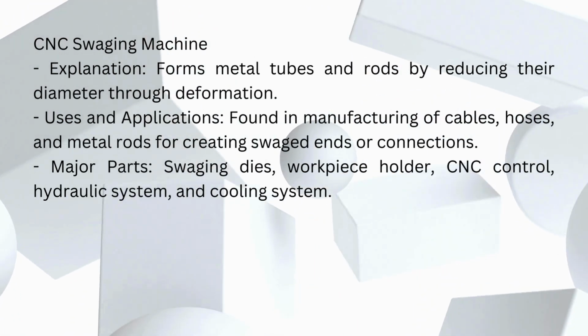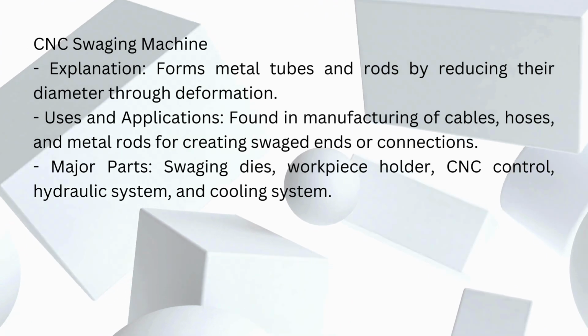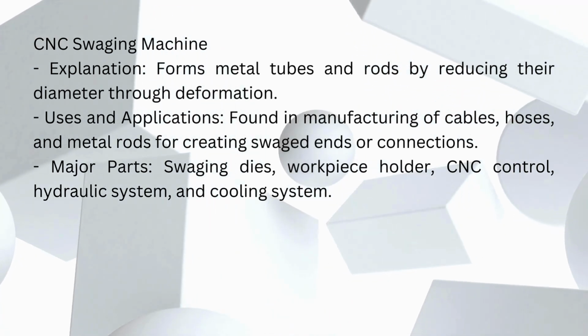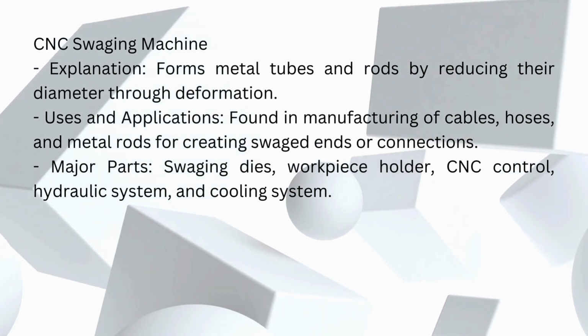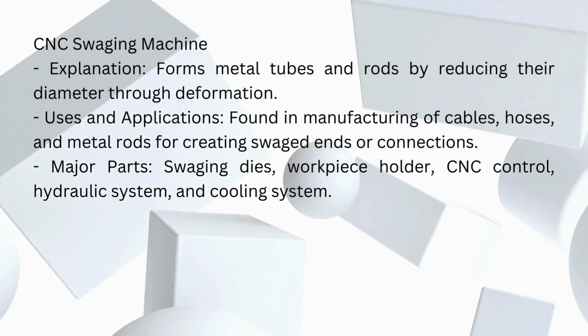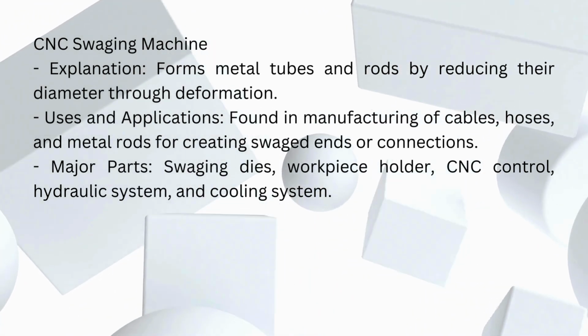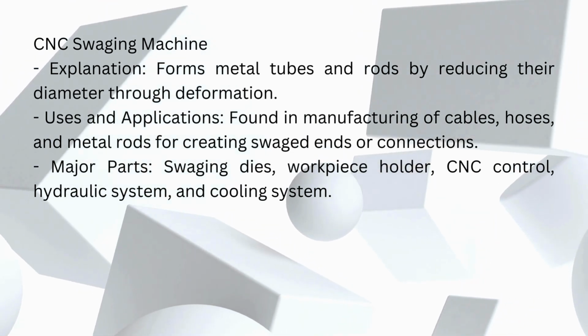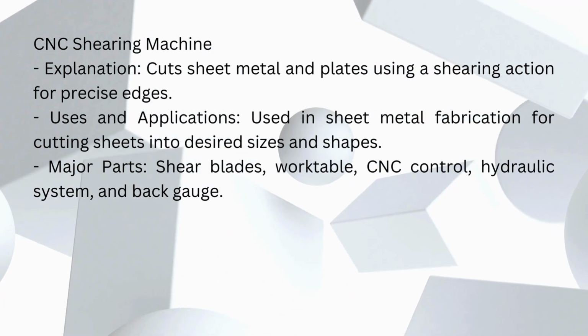CNC swaging machine. Explanation: forms metal tubes and rods by reducing their diameter through deformation. Uses and applications: found in manufacturing of cables, hoses, and metal rods for creating swaged ends or connections. Major parts: swaging dies, workpiece holder, CNC control, hydraulic system, and cooling system.